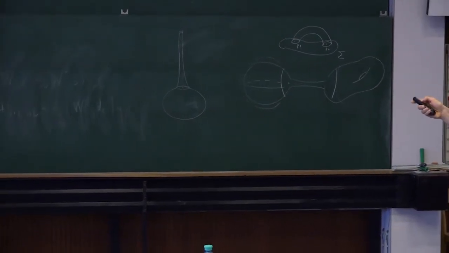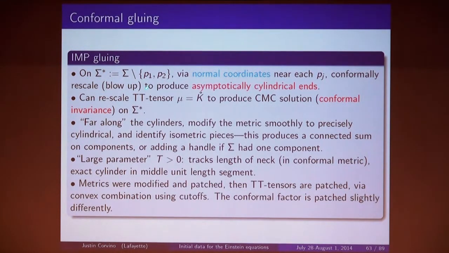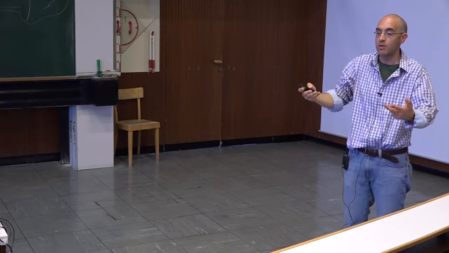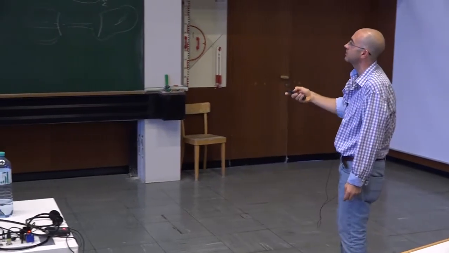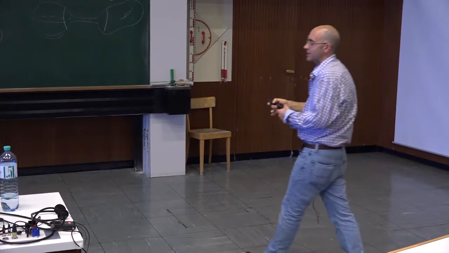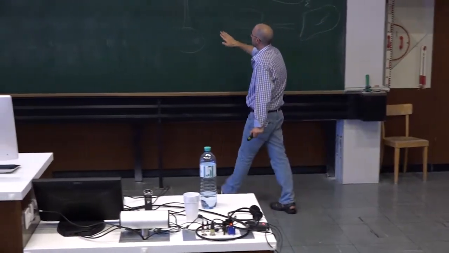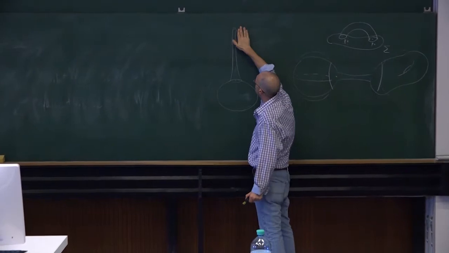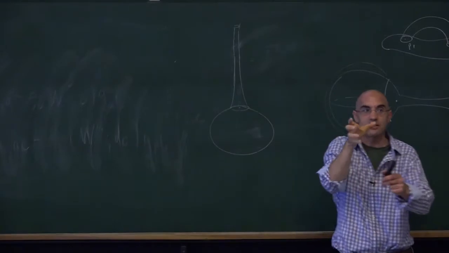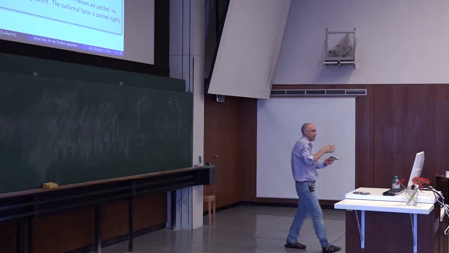So again, you conformally blow up to produce an asymptotically cylindrical end. You rescale the TT tensor conformally, so it's still a TT tensor then. You still solve the constraints. So by doing a conformal blow up, you can preserve the constraints. But to glue together, you do something non-conformal. Far enough down the end, you transit the metric you got from the conformal blow-up to an exact cylinder. That's not conformal. So now you're not quite a solution.